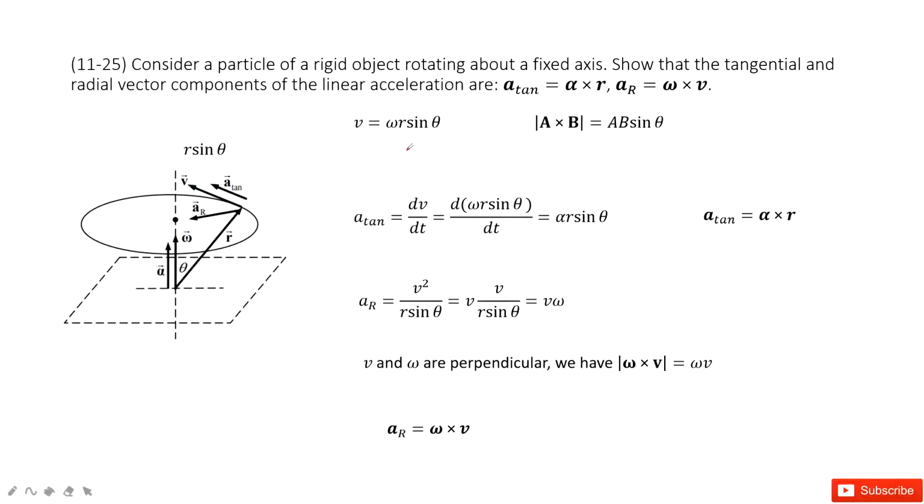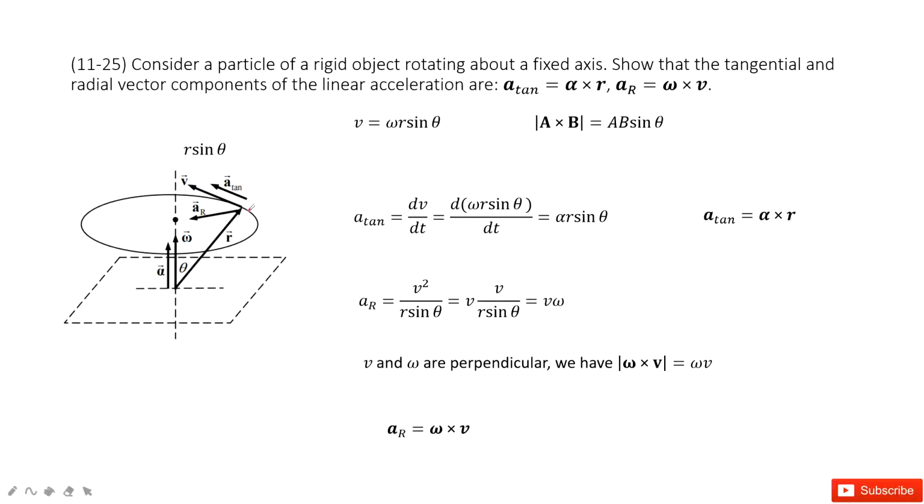Let's look at problem 25 in chapter 11. Chapter 11 is about rotational momentum. In this system, we have a particle located about a fixed axis, and we need to prove that the tangential and radial vector components of linear acceleration satisfy these two equations. So how can we do that?